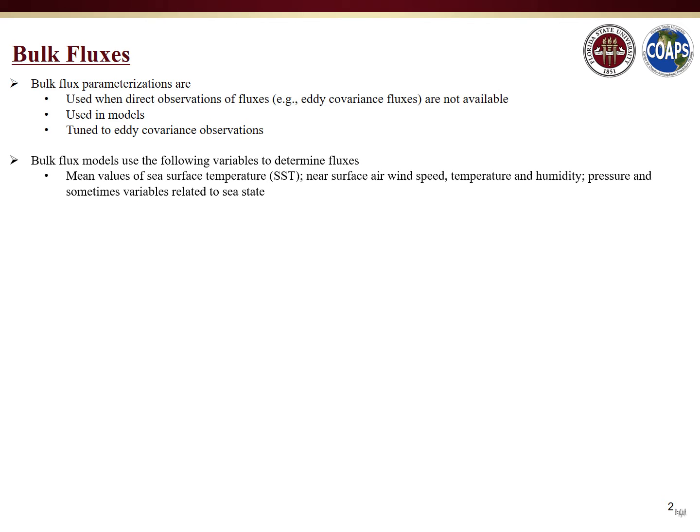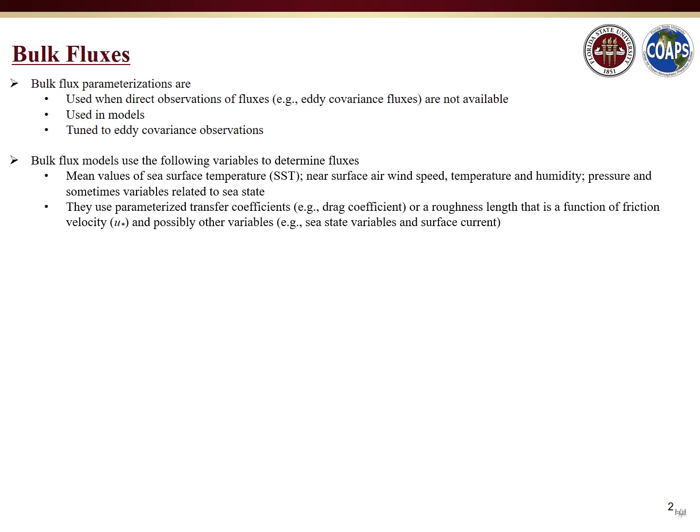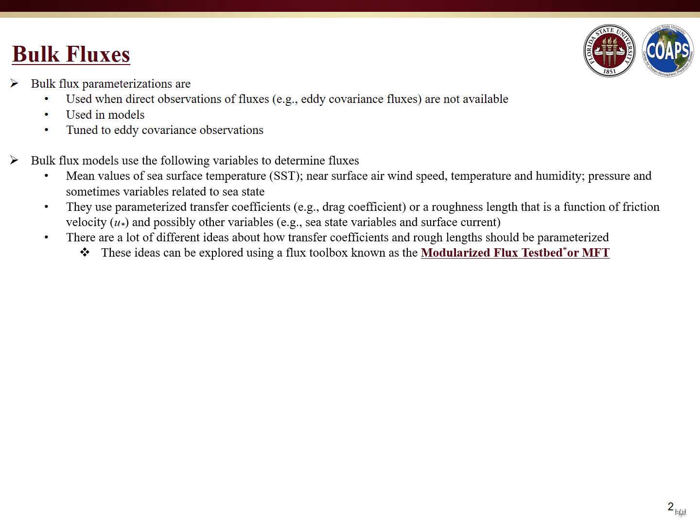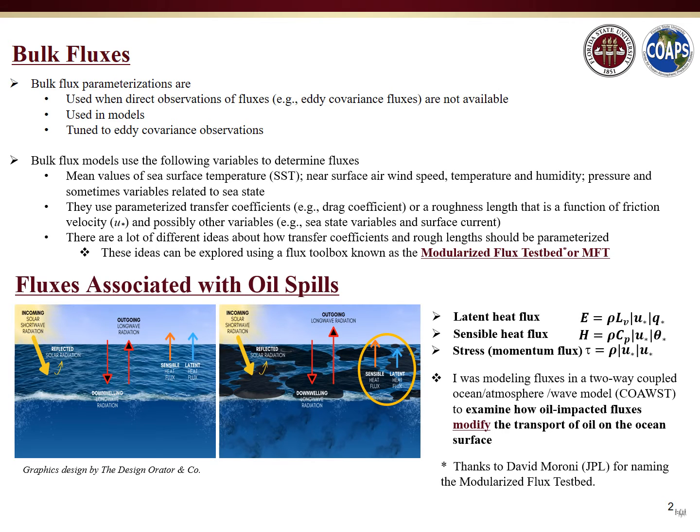Bulk flux models use the following variables listed here to determine fluxes. The bulk flux model also parameterizes the transfer coefficient or the roughness length. So there are a lot of different ideas about how transfer coefficient and roughness length should be parameterized. These ideas can be explored using a flux toolbox known as the modularized flux testbed, also known as the MFT.